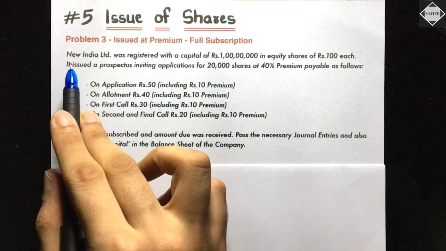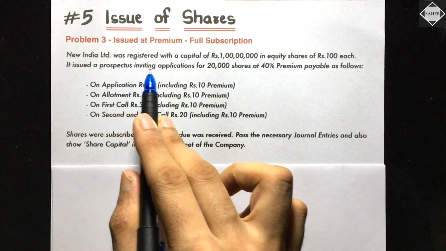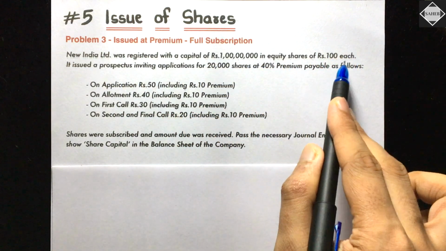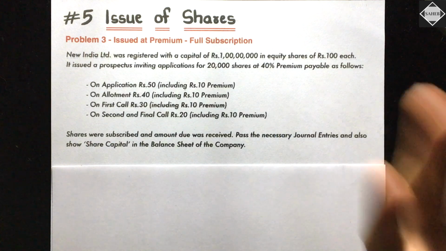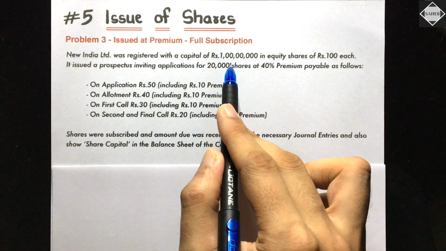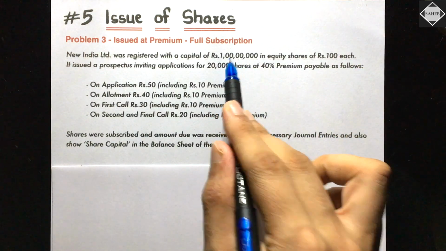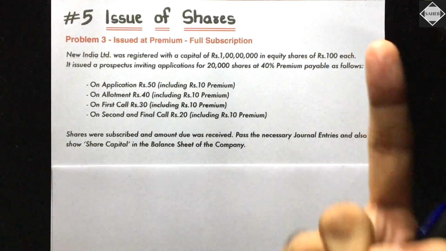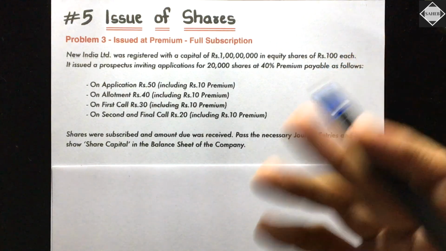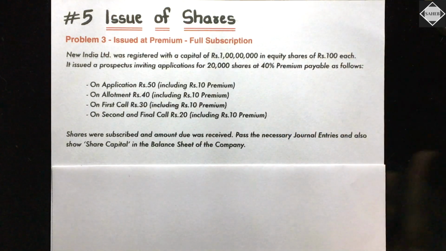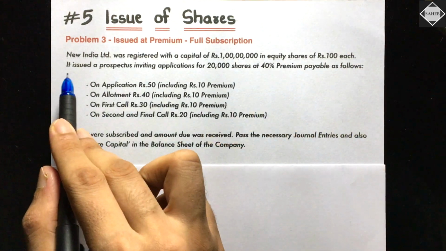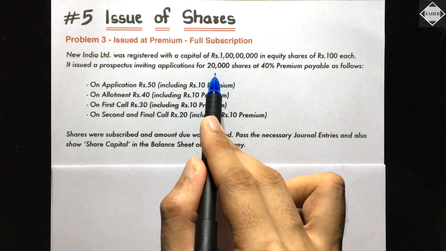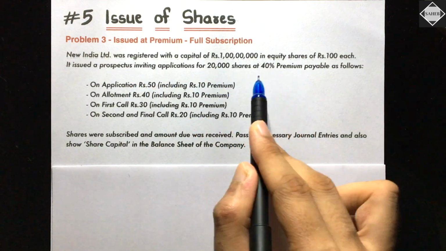Now see here, New India Limited was registered with a capital of rupees 1 crore in equity shares of rupees 100 each. So they are saying the authorized capital is 1 crore in monetary terms. 1 crore divided by the face value 100, we get 1 lakh shares. That's the maximum shares that we can issue. That's a maximum limit.